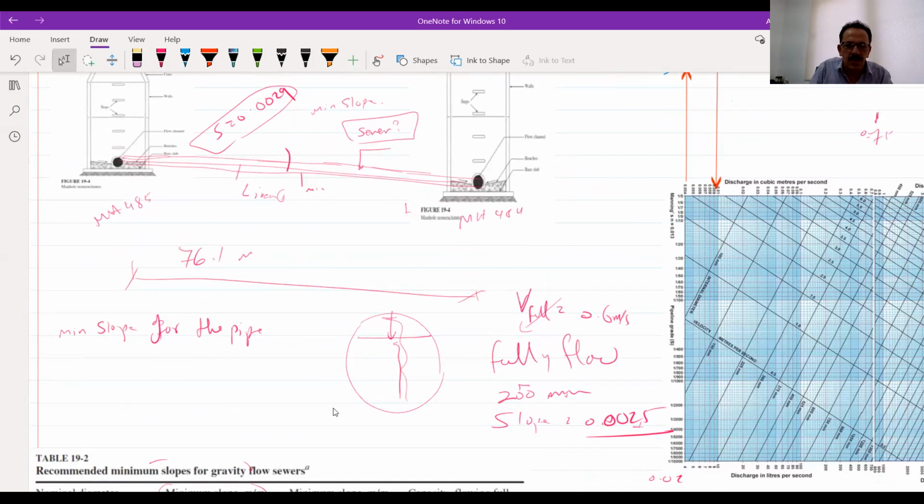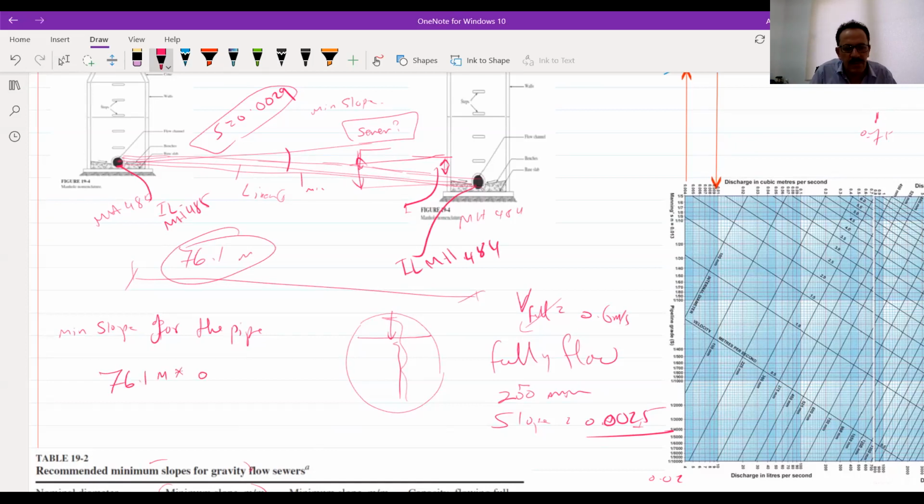How much is the drop down? How much will be the drop down from this? This is called invert level. Invert level of manhole 485 and the invert level of manhole number 484. So how much will the distance be? The drop down will be the distance times the slope. So 76.1 meters should be multiplied by 0.0029. This is the slope.